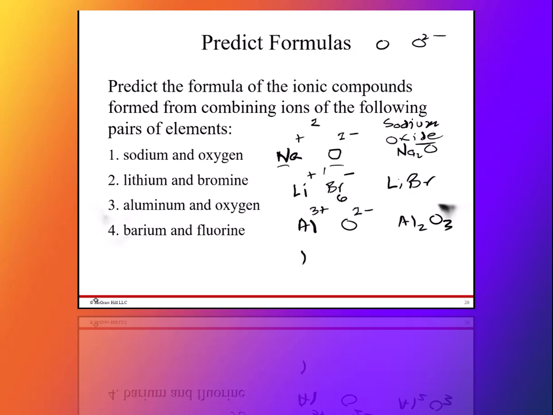And then the last one, barium. Barium's in group 2, so it's going to form a 2 positive ion. Fluorine is in group 17. It's going to form a negative 1 ion. Both go into 2. I need 1 barium and 2 fluoride. So barium fluoride would be the correct answer.